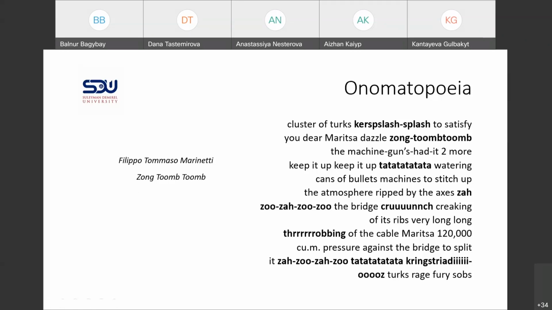As you may see here: cluster of Turks, splash splash to satisfy you, dear Maritza, dazzle long long. If you actually read those words that are in bold, you won't really understand them. It was a bit awkward for me to read this one, and I don't really want to read it now because I can't imitate. I'm bad at mimesis.